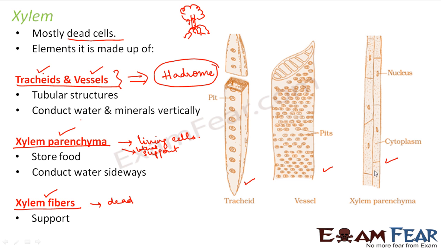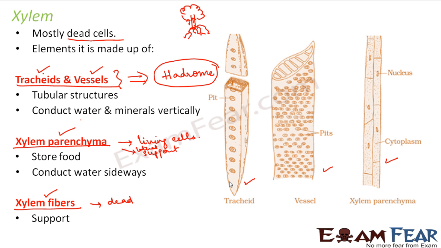So xylem parenchyma, again we know about parenchyma. They are cells arranged closely to each other, with very small intercellular space. They have cytoplasm and a nucleus. So this is how the xylem parenchyma looks. So you have some rough idea about the function of xylem. It is a conducting tissue which conducts water from roots to different parts of the plant.